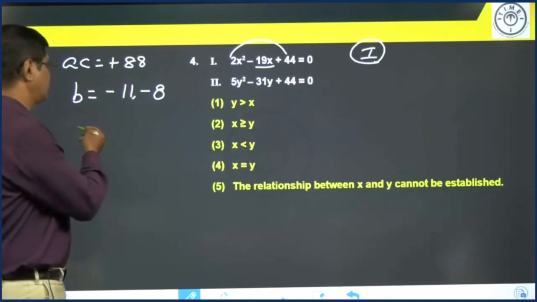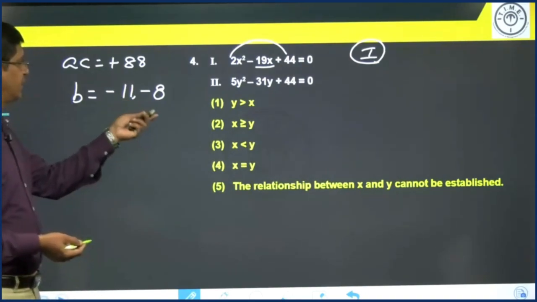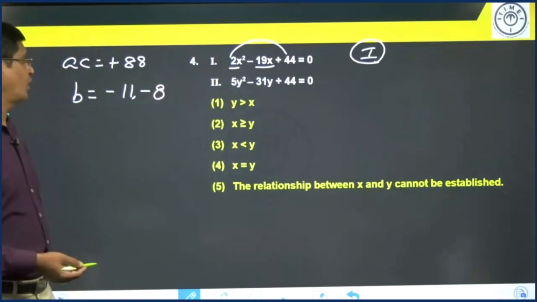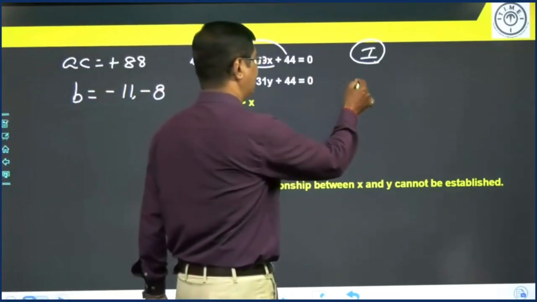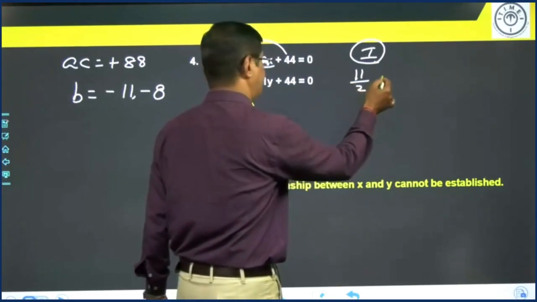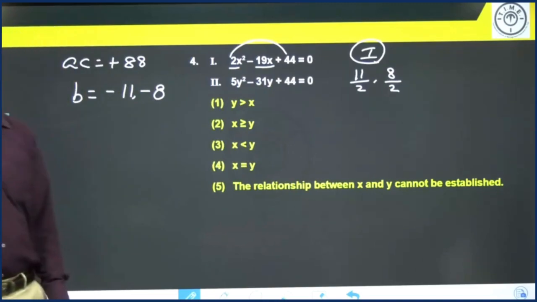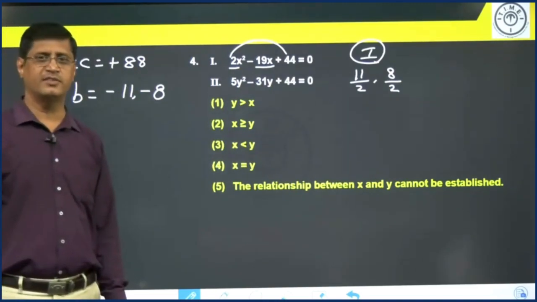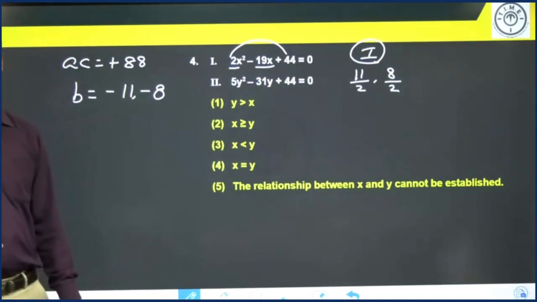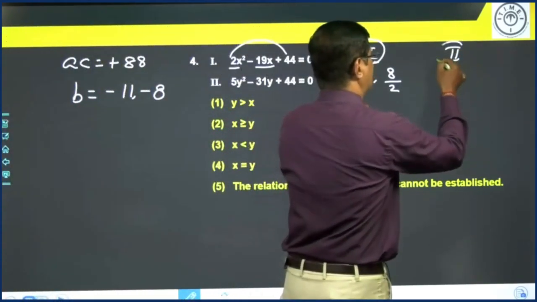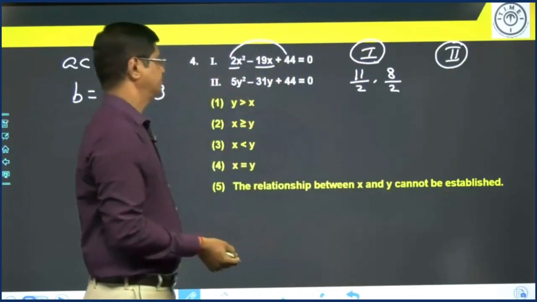Now what are the roots of the first quadratic equation? Take the same numbers with opposite sign, and divide by the coefficient of x square. That means 11 by 2 and 8 by 2. These are the two roots of the first quadratic equation. In the same manner, just observe the second quadratic equation.